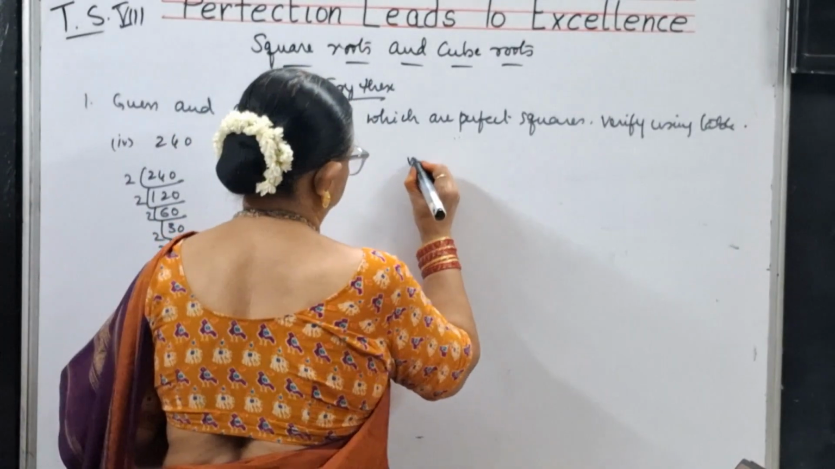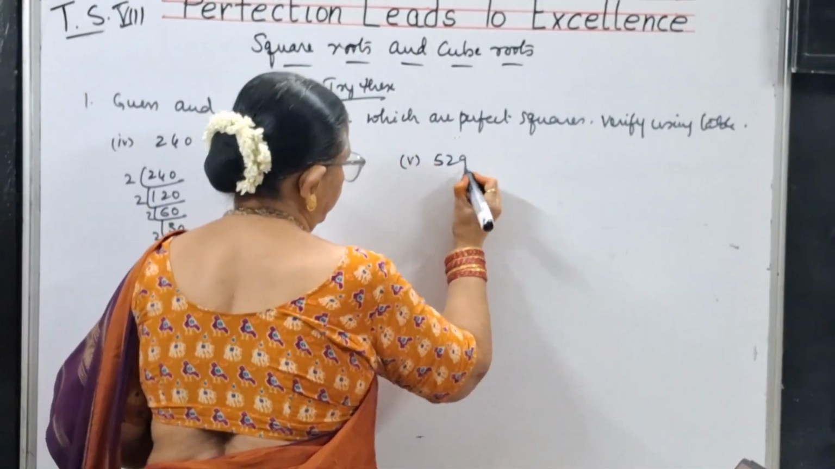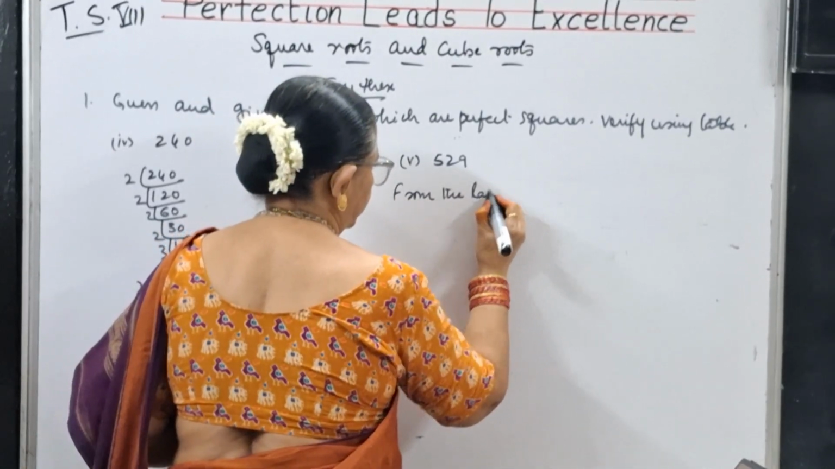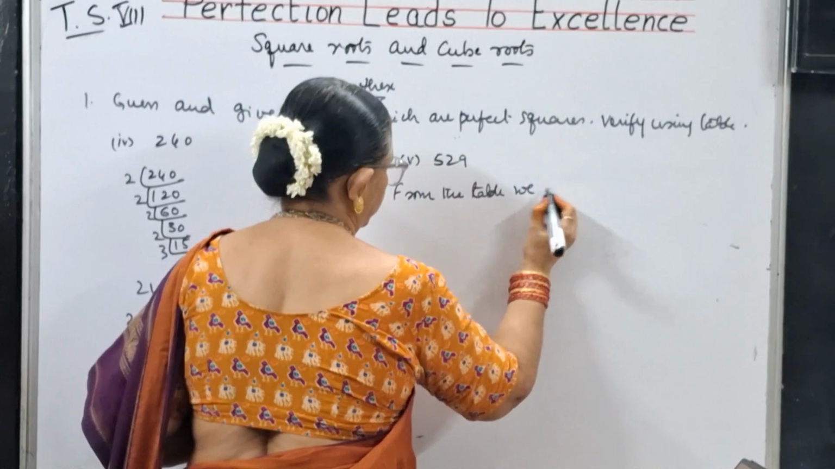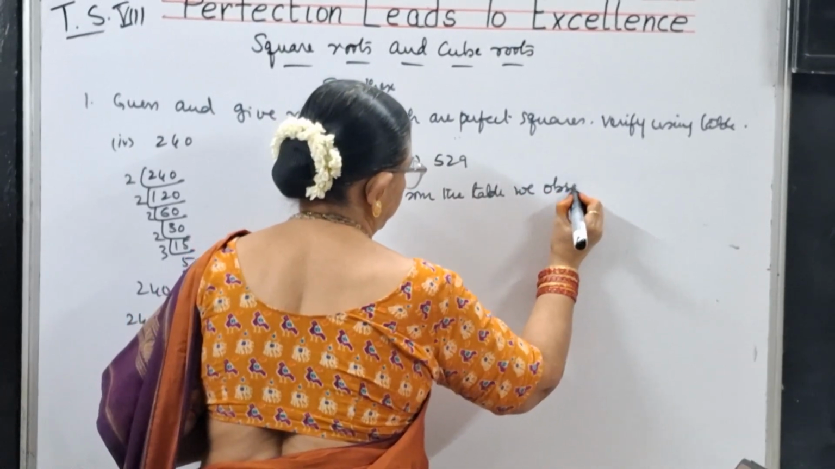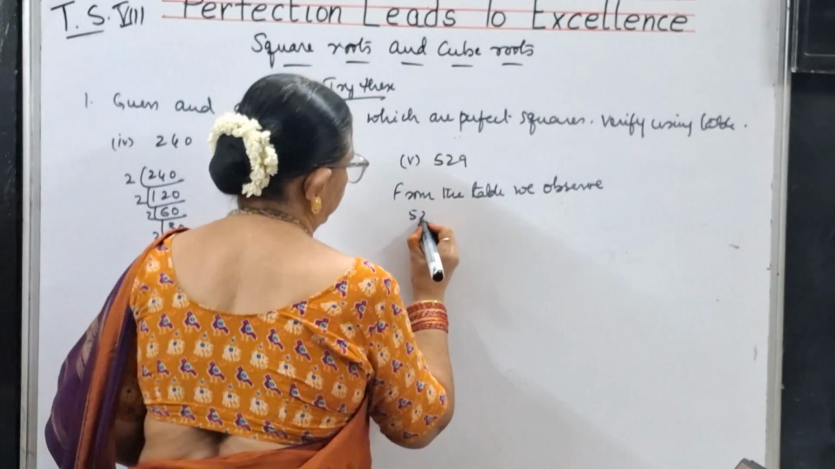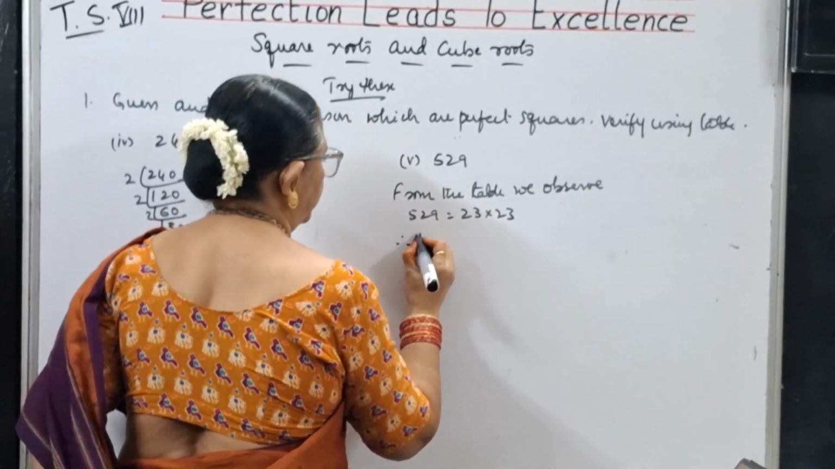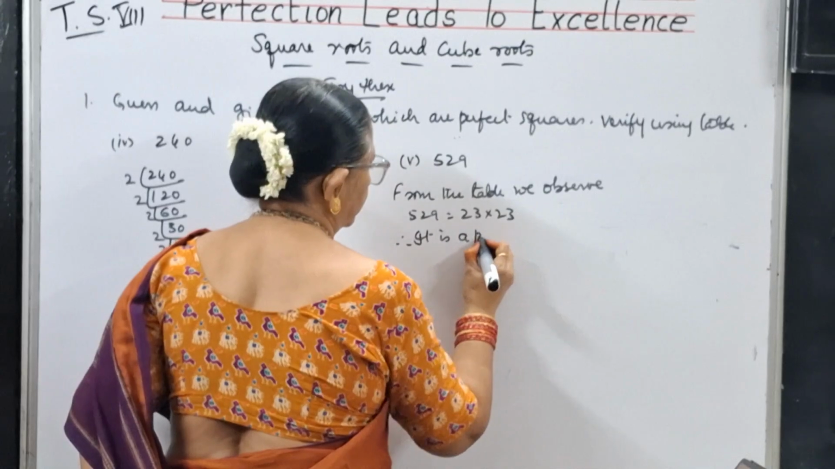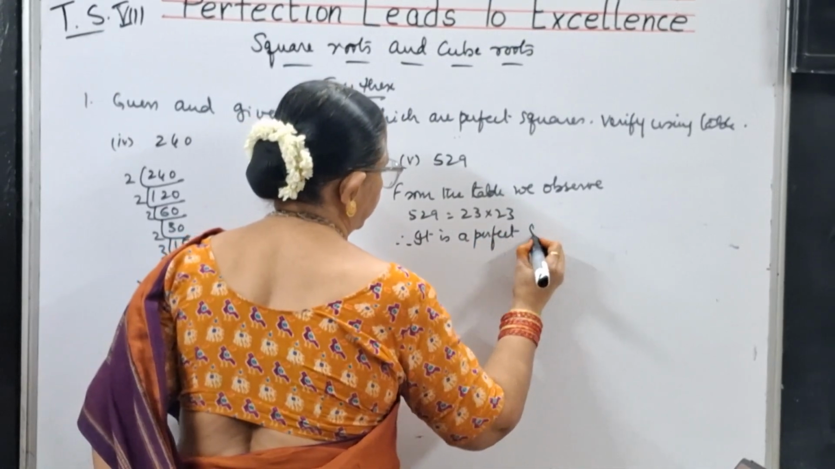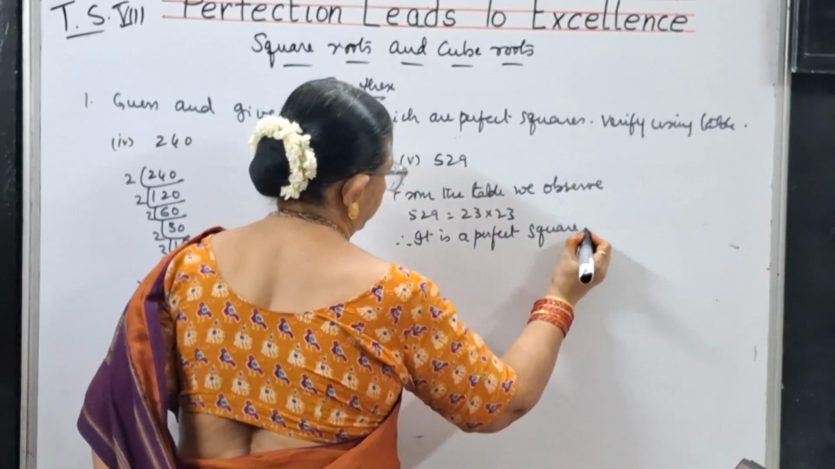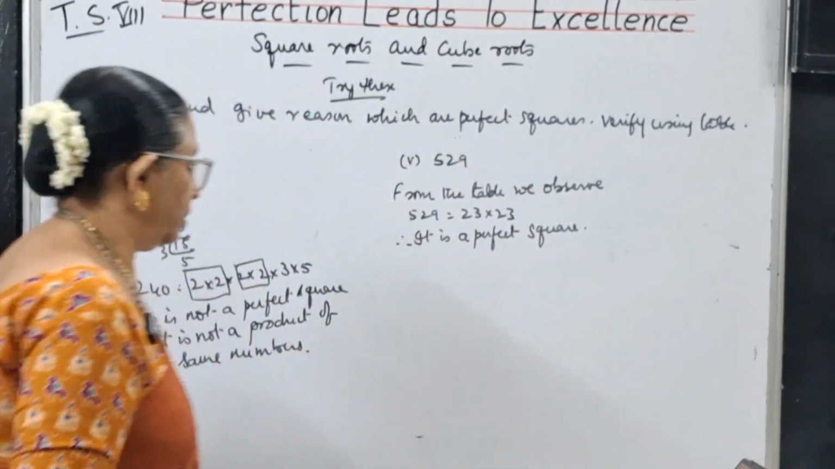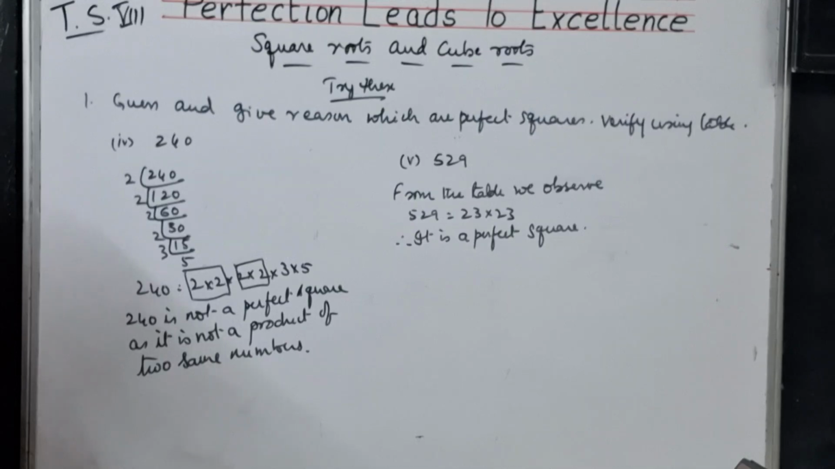Now fifth one, 529. From the table you have observed that we observe 529 is equal to 23 into 23. Therefore, it is a perfect square. So, write down this, children. These are, try these problems.